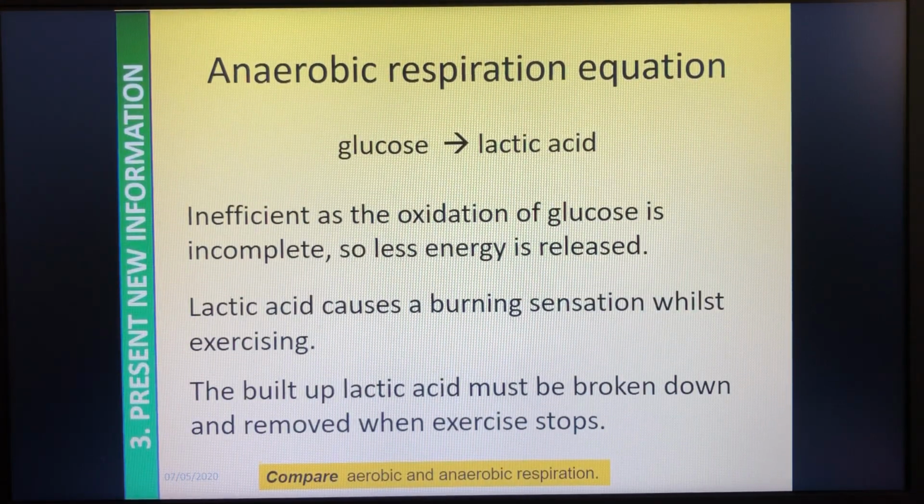Okay. So anaerobic respiration, we looked at this last lesson where we said that it's the glucose being broken down to form lactic acid. It's inefficient because the breakdown of that glucose is incomplete, so less energy is released. And that lactic acid that builds up causes a burning sensation when we exercise. We need to get rid of that lactic acid as soon as we've stopped exercising. We've got to break it down and remove it when exercise stops. And we'll look at that in a couple of lessons' time. Okay, so we'll go into some more detail about how we get rid of that lactic acid. If you need any extra time on that slide, pause now.